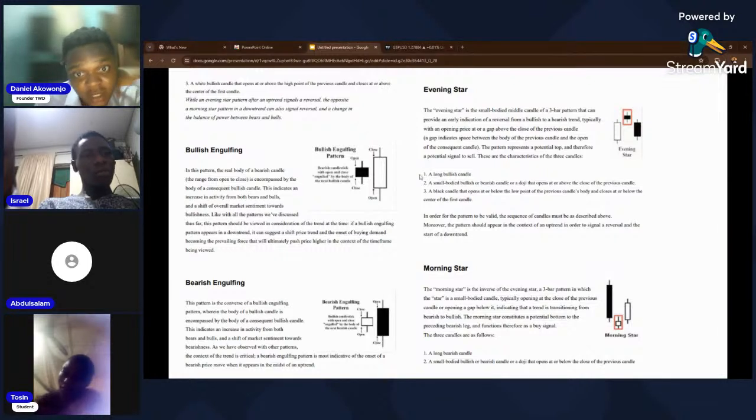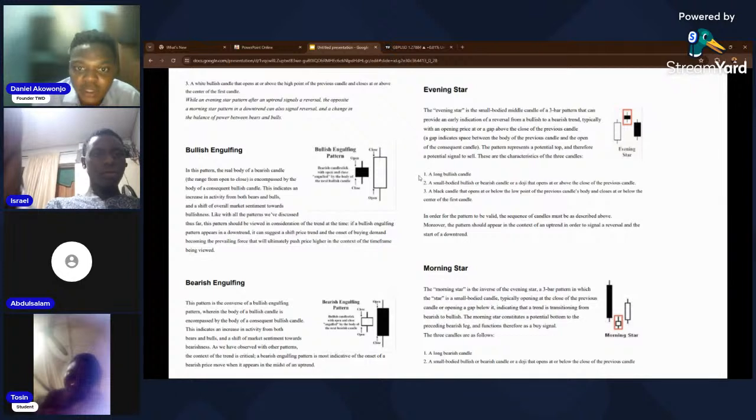I'll go over them again, just a quick recap. So now the evening star is the next one. Evening and morning, there was an opposite. I mean, the morning star is now the inverse of the evening star. Do you understand? It's now the inverse of the evening star.